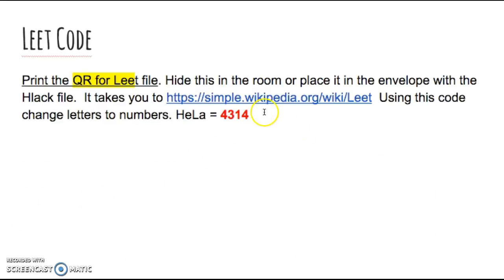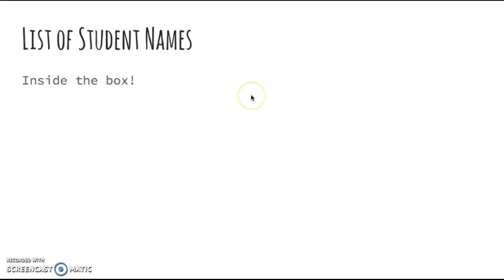Then they would translate Gila using the QR code. This opens up a LEAP file, and it gives you letters that can be translated into numbers, and Gila translates into 4314. So that's another number that you would want to program into one of the number locks. Do make sure, before you put your locks on, that you put a list of the students' names that followed the criteria for being on the list inside the box.